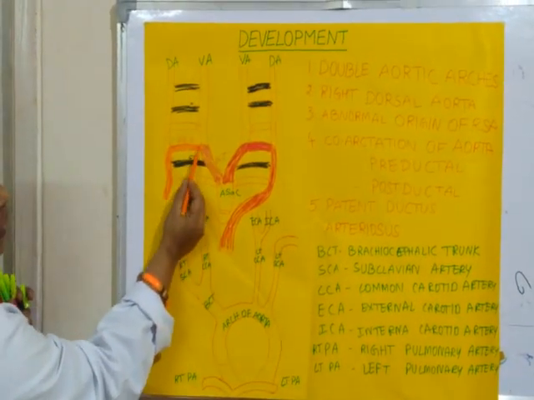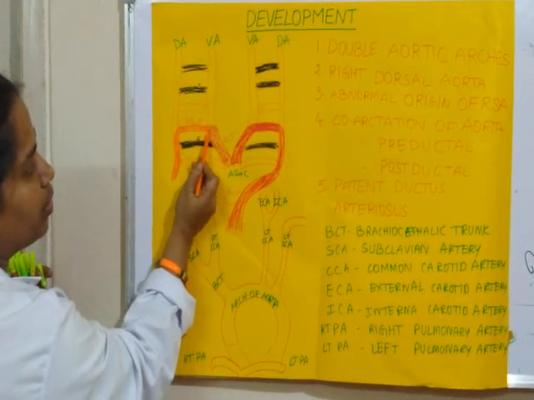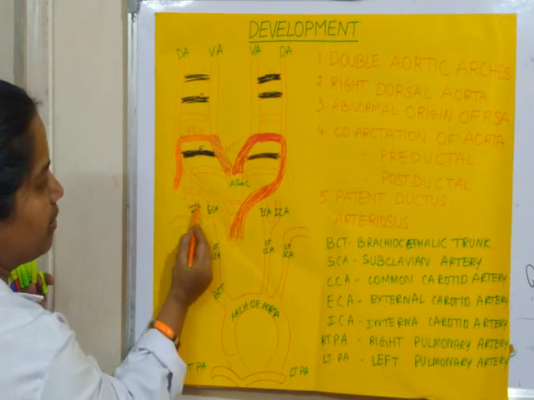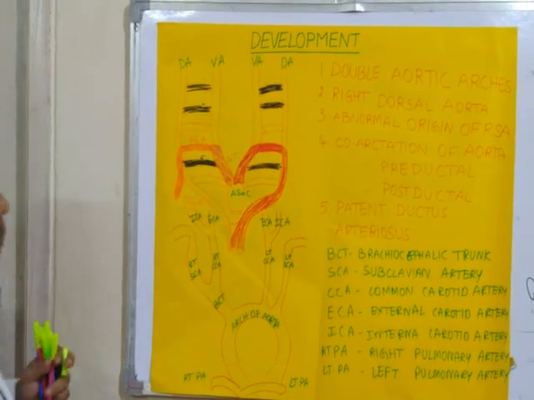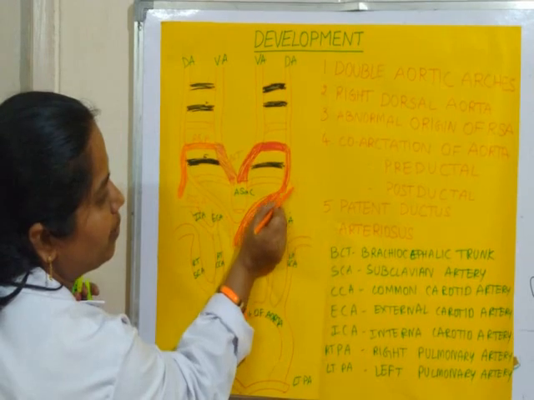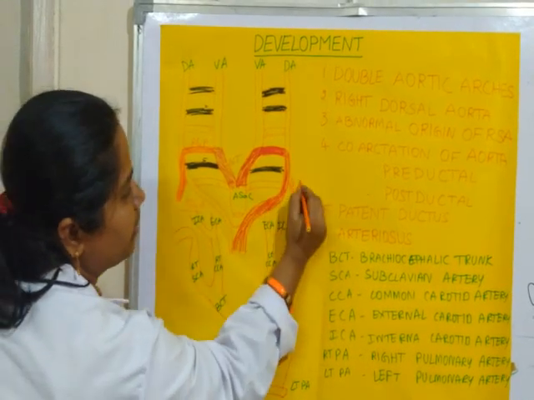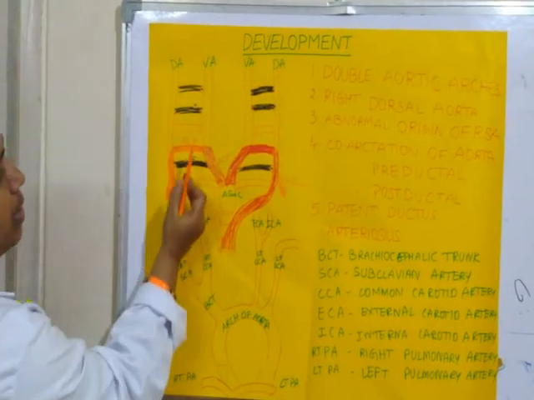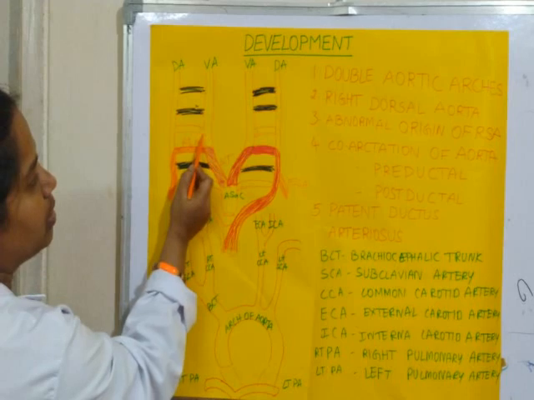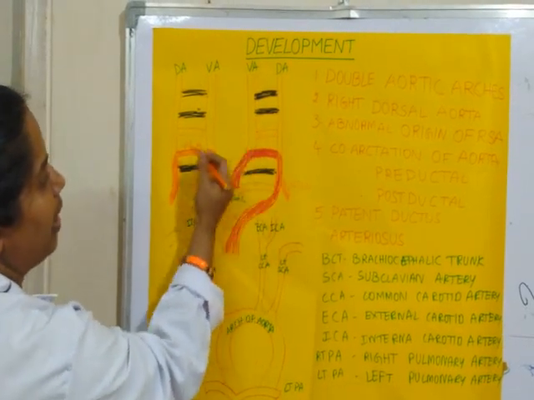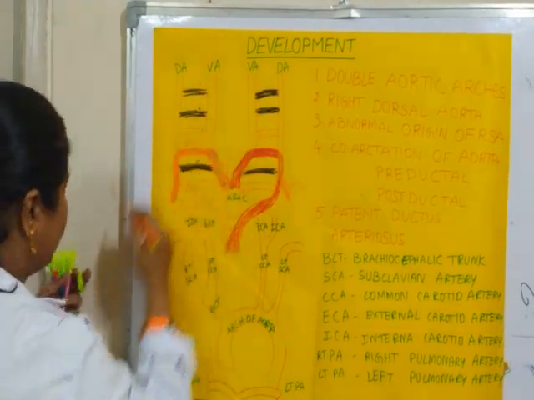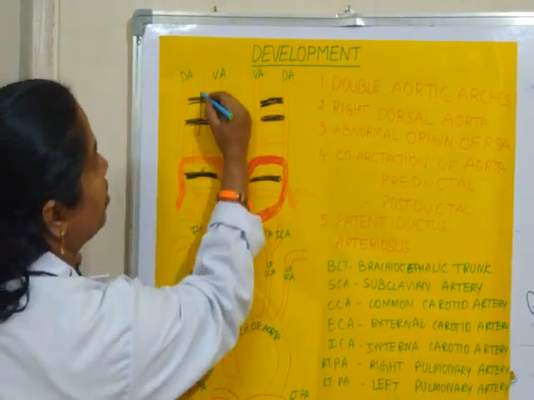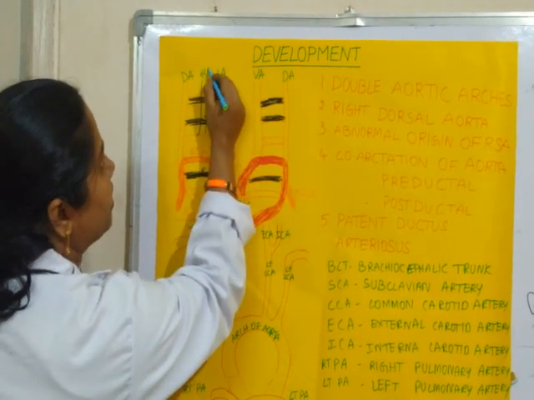Right subclavian artery is formed from the 4th right aortic arch as well as the 7th intersegmental artery. And here on the left side, the left subclavian artery forms only from the 7th intersegmental artery. For the remaining structures, this third aortic arch has an extra budding, and this extra budding from the third aortic arch gives rise to the external carotid artery.